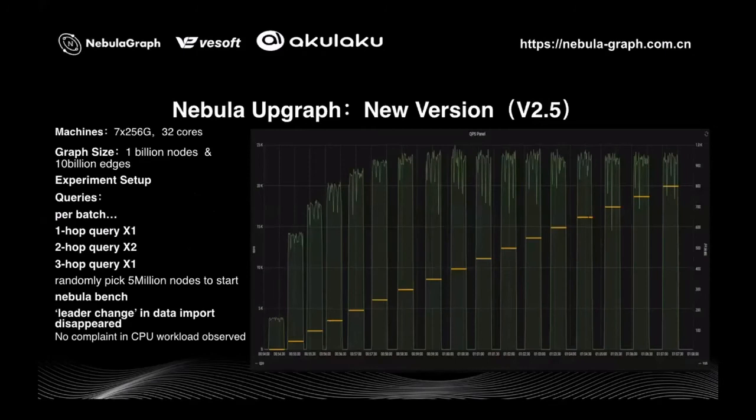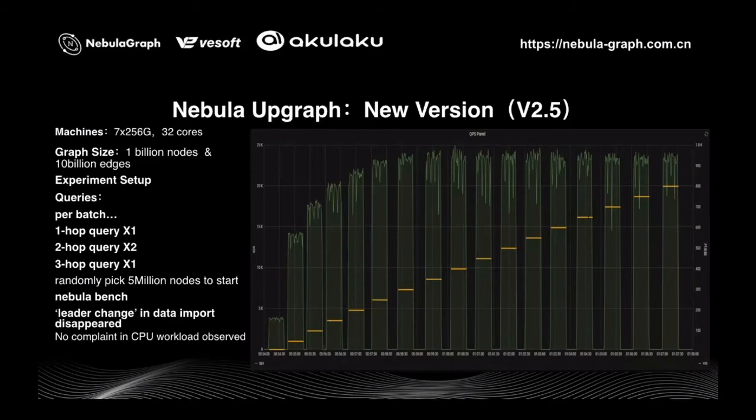And in early July, I guess, we had version 2.5. And once we had the new version, we decided to run the same test before we actually started using it. We basically have the same setting, but now we don't have time to vary the number of machines, so we choose one setting. We build a cluster with 7 nodes, each with 256 gigabytes of memory and 32 cores. We have the same graph as before, 1 billion nodes and 10 billion edges, and the same experiment setup. And this diagram shows what we have.